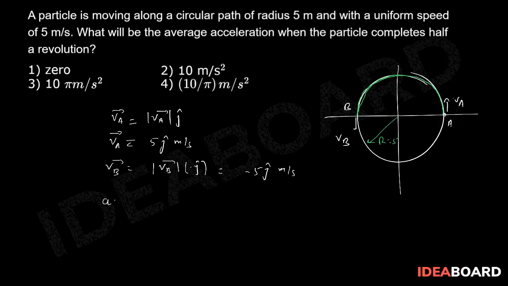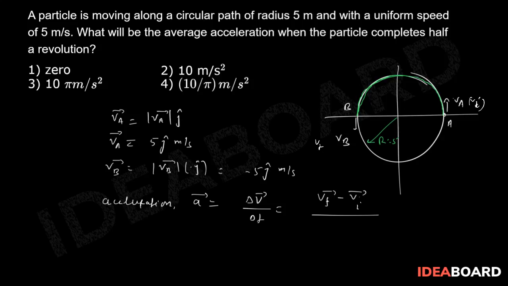Now how do we define acceleration? Vector A will be equal to delta V upon delta T, correct? Now delta V will be V final minus V initial, correct? I am pretty clear that in this case the particle's final point is B and the initial point is A. This is delta T. Now we will substitute the values. Before substituting, let us write VB minus VA upon delta T.